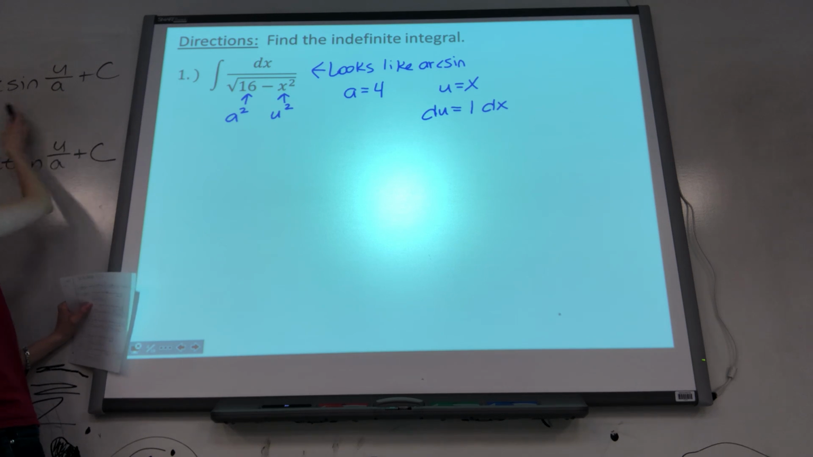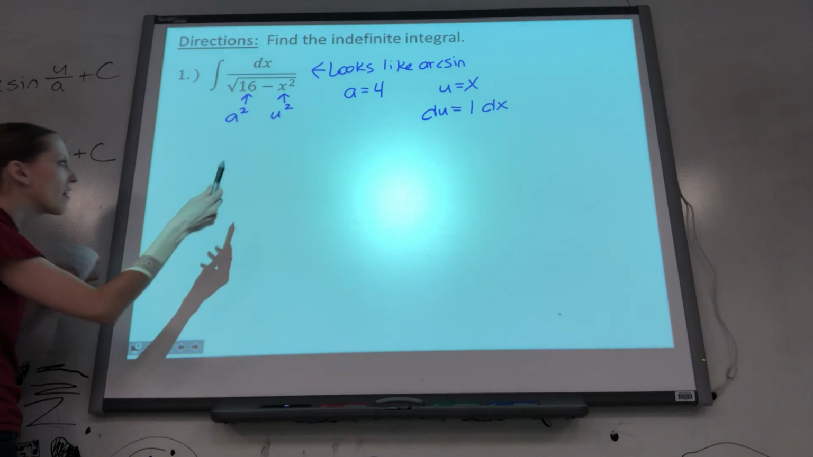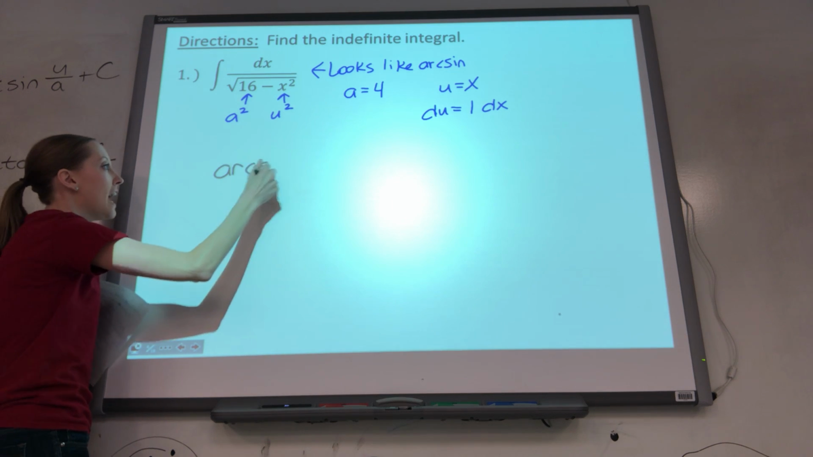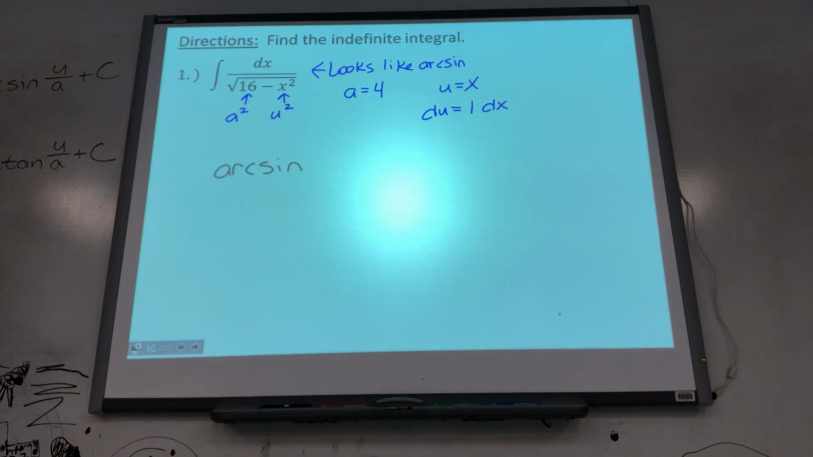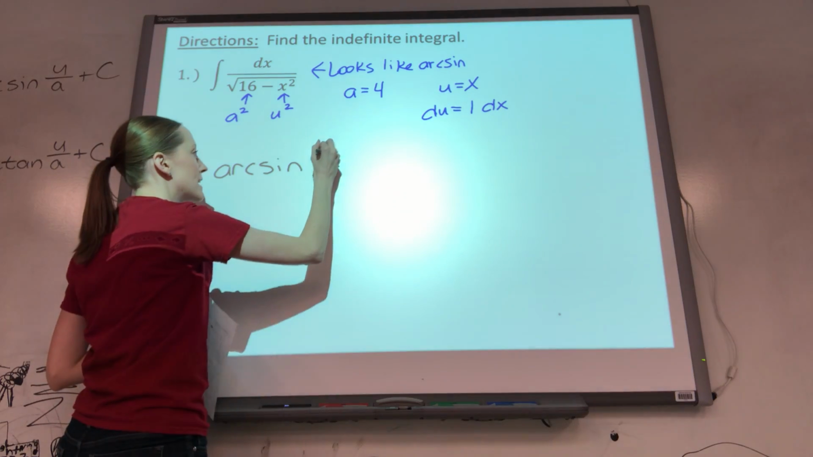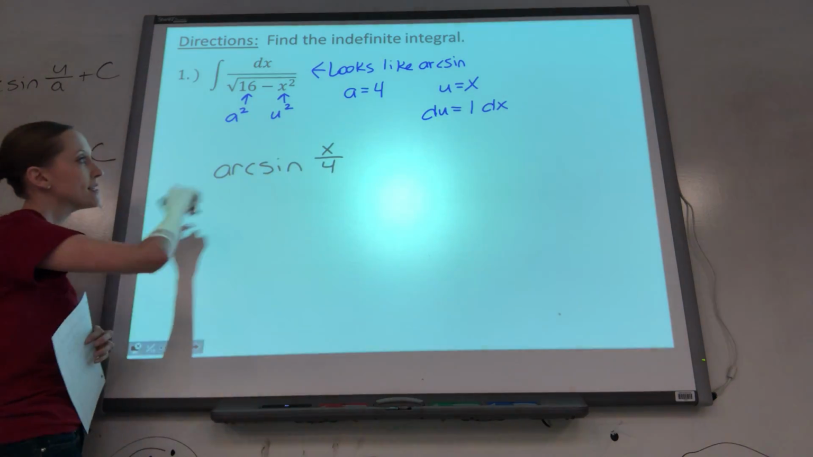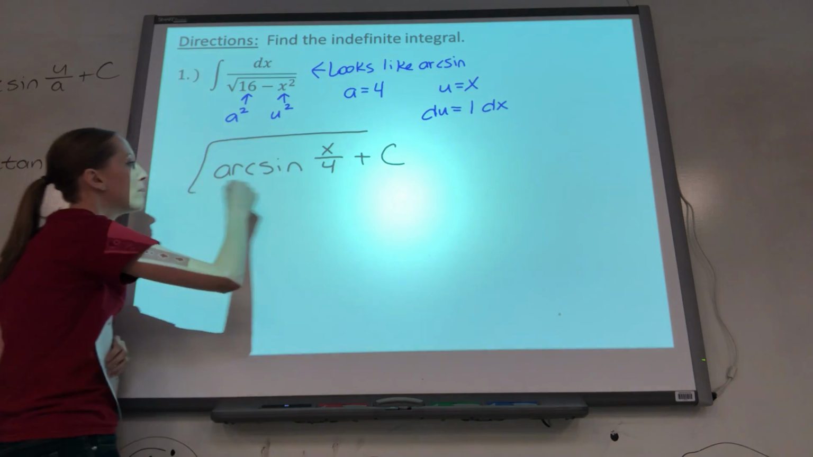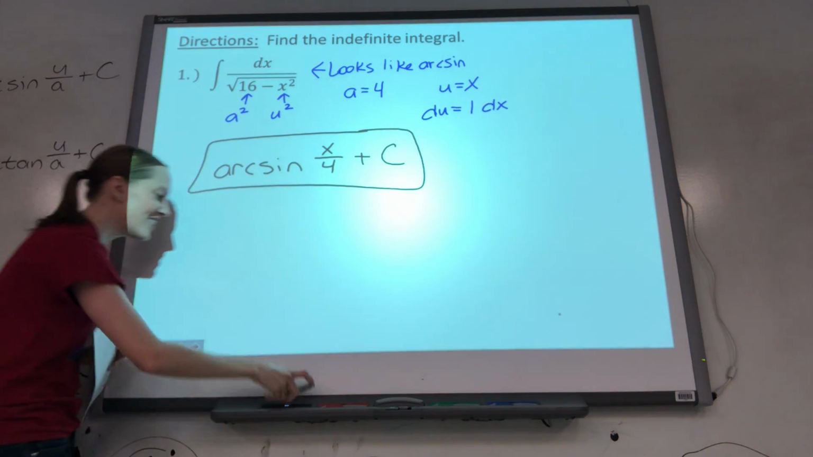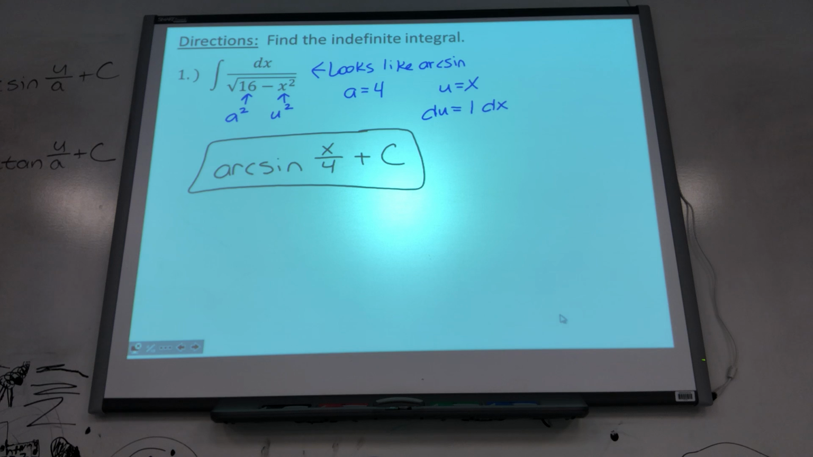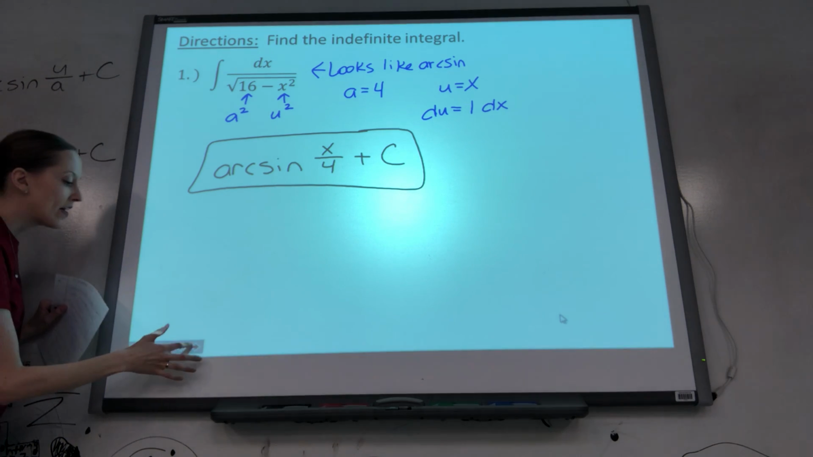Now, let me follow this formula. I'm going to call it a formula. I need to go with arcsine of U over A. So again, U for us was x, A for us was 4. Don't forget the plus C. And that would be it. As long as you can find which one it is, and then what A is, what U is, usually it works out pretty nicely. Okay, now let's try some more.